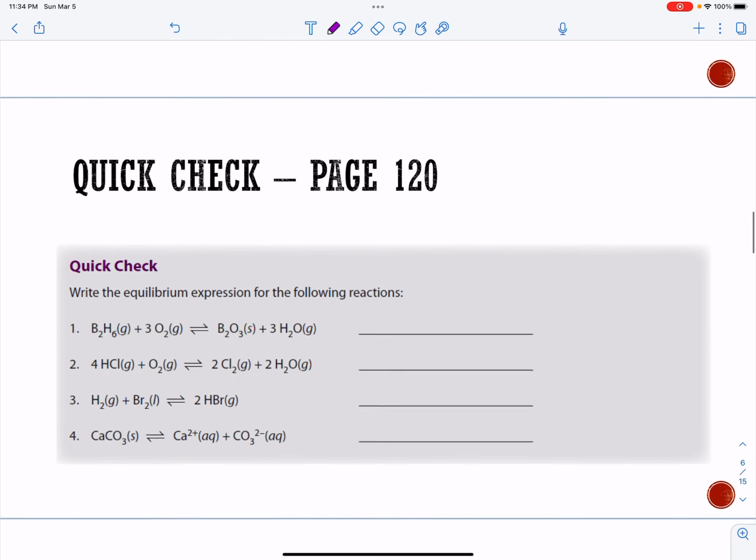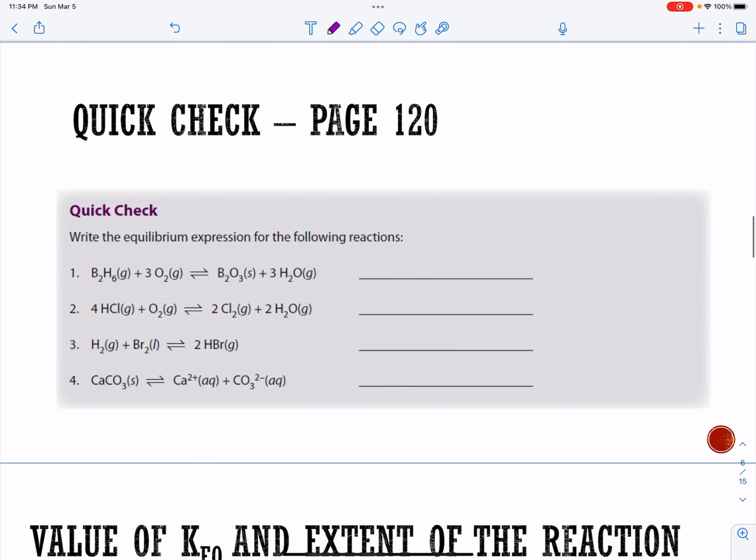So we're going to practice this together. If you can get out your notebooks, we're going to try this on page 120 in your workbooks here. We're going to do a quick check. It's going to have you write the equilibrium expressions for the following reactions. So what I'll have you do is to pause this video for a few seconds, give everybody a chance to go through questions 1 through 4, and then you can unpause the video as I go through the answers to these questions.